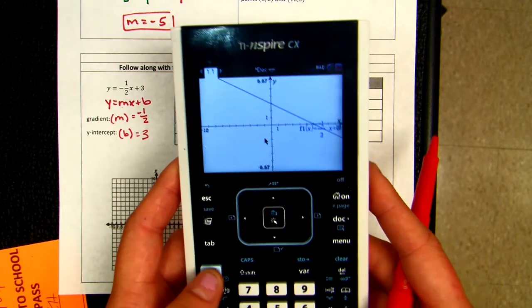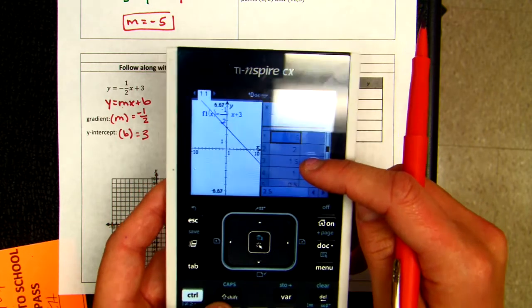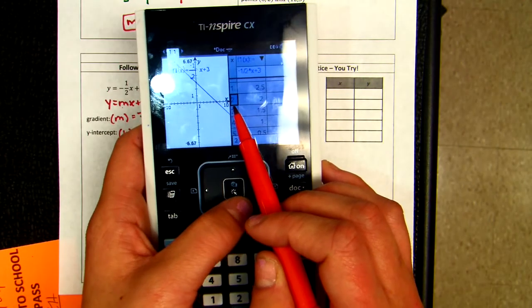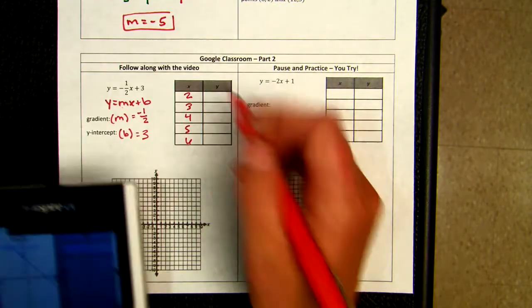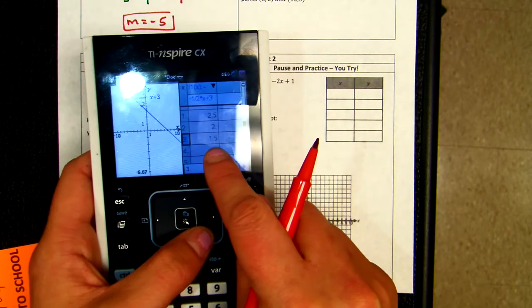And then I'm going to press Control T to look at my table of values, and that pops up the table of values for me. So I started with an x value of 2. For my x value of 2, my y value is also 2. For my x value of 3, my y value is 1.5.